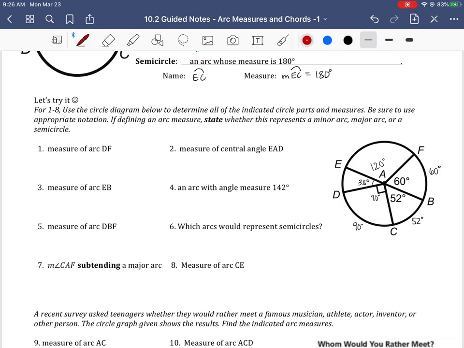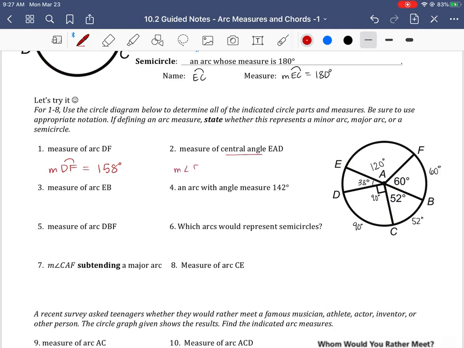So first, the measure of arc DF, and again I'm going to use notation as I write this out. So measure of arc DF, we're denoting an arc by using the little arc symbol. That would be equal to, we come over here and again we're moving from D to F, and we're going the shortest distance possible. If I take 120 and I add 38 degrees right here, that gives me 158 degrees. That would be the measure.